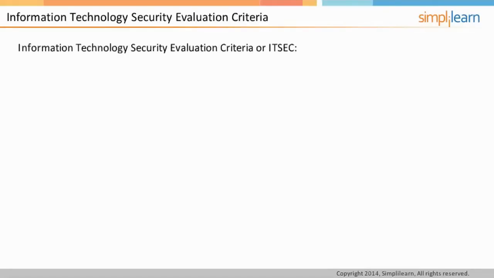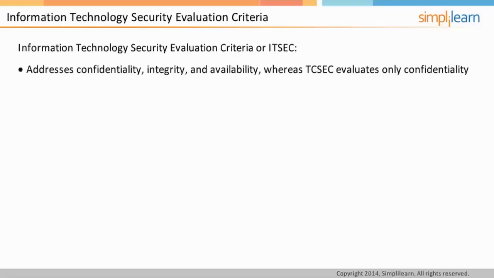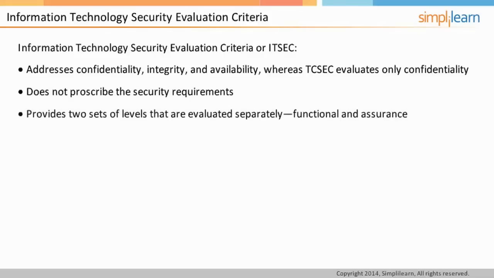Information Technology Security Evaluation Criteria, or ITSEC, addresses confidentiality, integrity, and availability, whereas TCSEC evaluates only confidentiality. Security requirements are not prescribed in ITSEC. The consumer or the vendor has the ability to define a set of requirements from a menu of possible requirements into a security target, or ST, and vendors develop products, the target of evaluation, or TOE, and have them evaluated against the target.